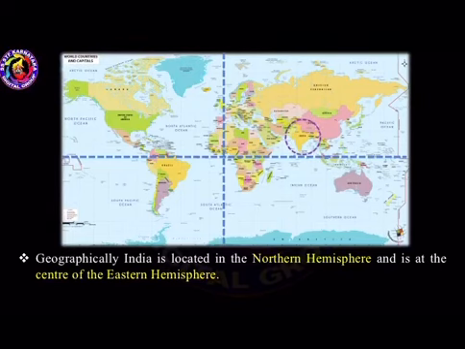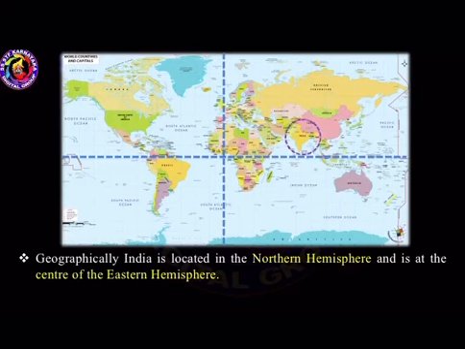Students, you can see in the picture a circle highlighting India, and there are two lines. One is a vertical line and one is a horizontal line. The horizontal line is nothing but the equator line. Above the equator, we have the northern hemisphere, and below the equator, we have the southern hemisphere. So, India lies in the northern hemisphere.